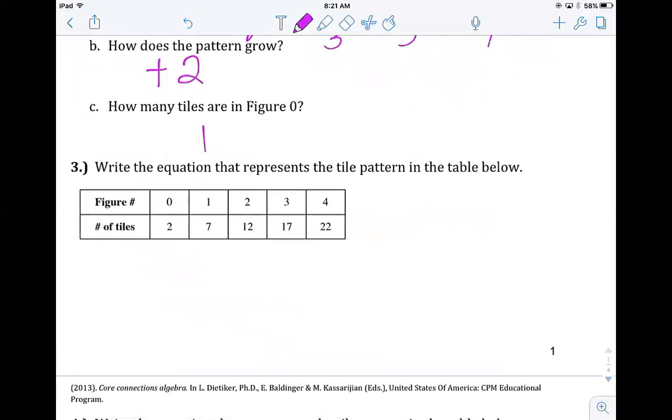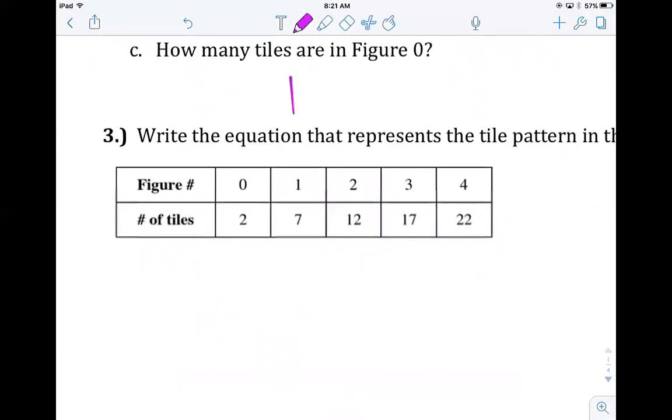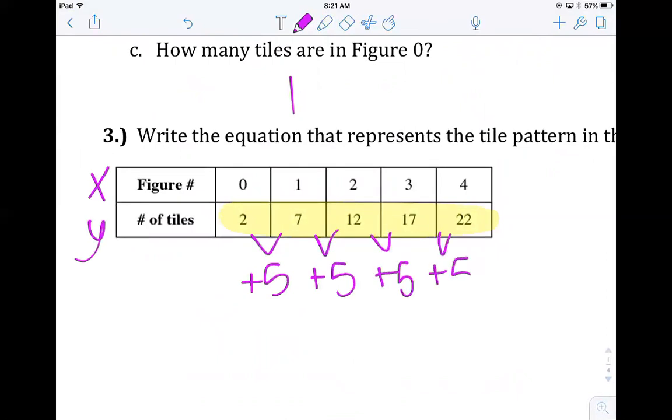For problem 3 and 4, we're given a table and we want to find our equation. Just to recap, the top is X, the bottom is Y. We're going to focus on our Y values and see how they're changing. From 2 to 7, we're adding 5. 7 to 12, adding 5. So each time we're adding 5. That number that we're adding each time is our slope. So that's going to go in the slope spot, which is right in front of X.